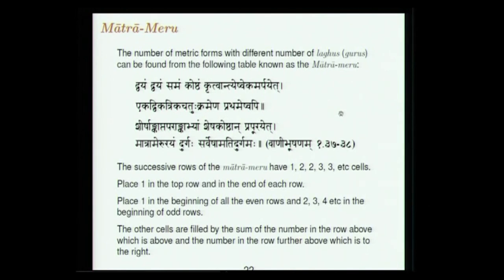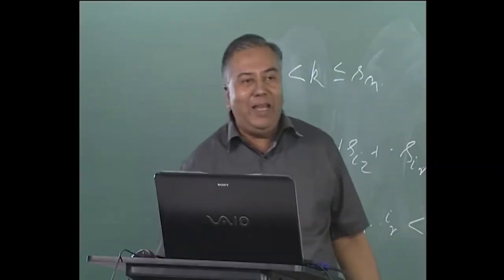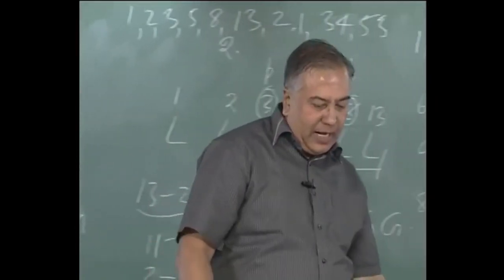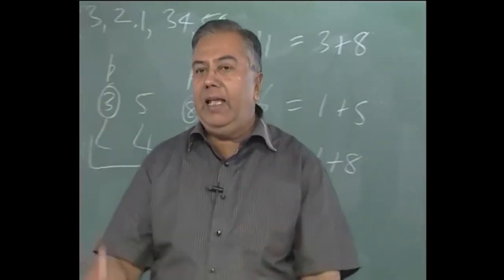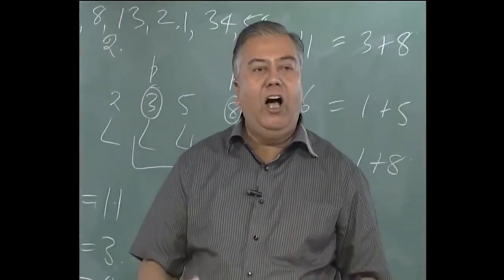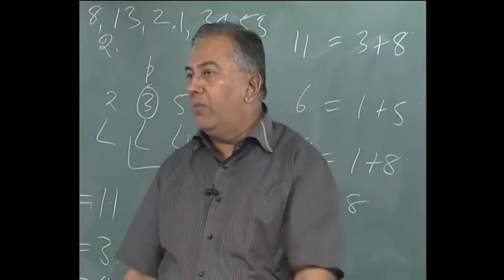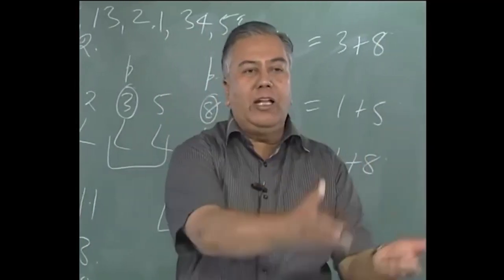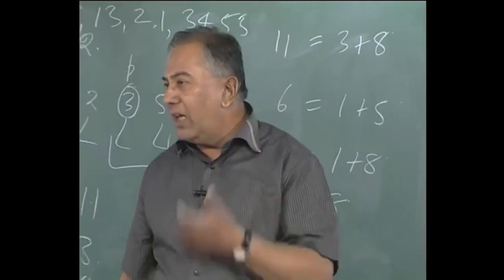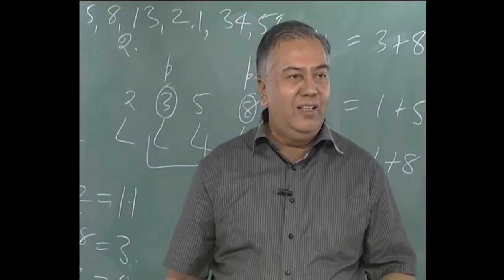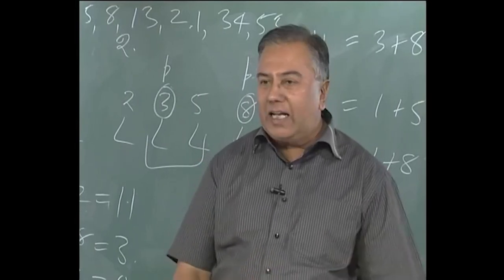Now last is Matra Meru, and Vani Bhushana is saying Matra Meru Rayam Durga Sarveshamati Durgamaha. So there is nothing Durgama about it, it is also very simple. Only it is slightly more complex than Pingala's Meru. But what is the question? That in an n matra vritta prastara, how many metrical forms are there with any particular number of gurus, 3 gurus or 5 gurus, or any particular number of lagus. That was called the lagakriya question.